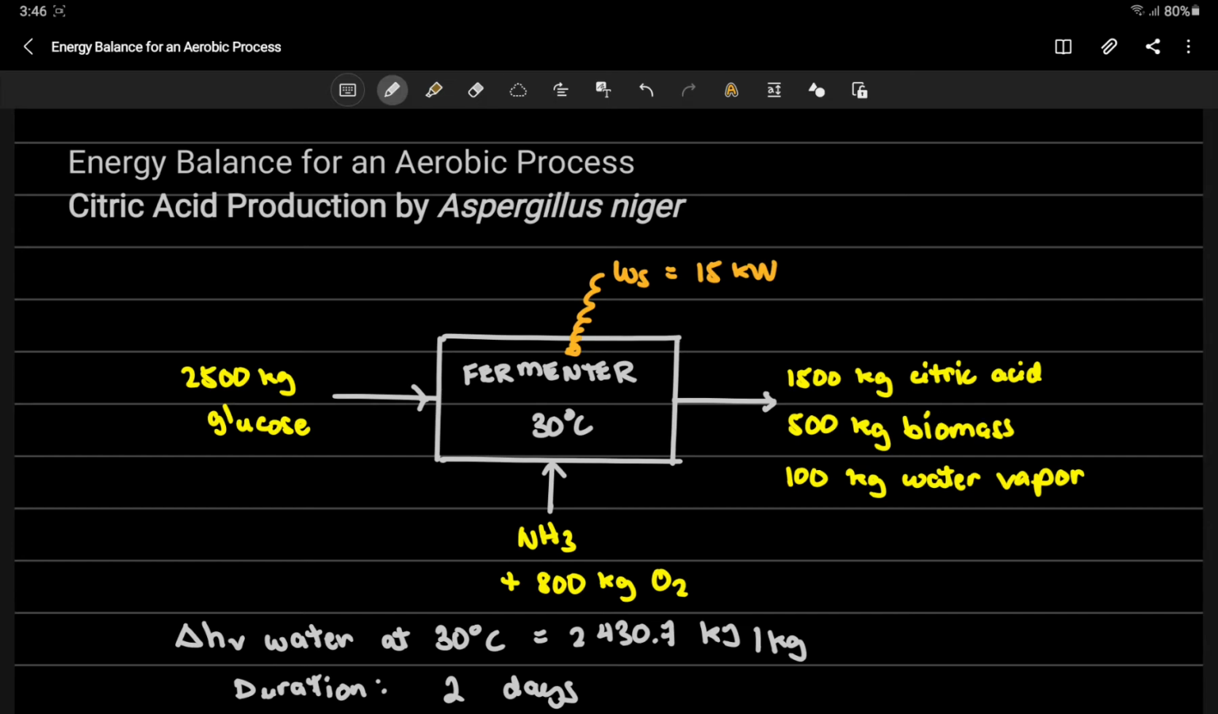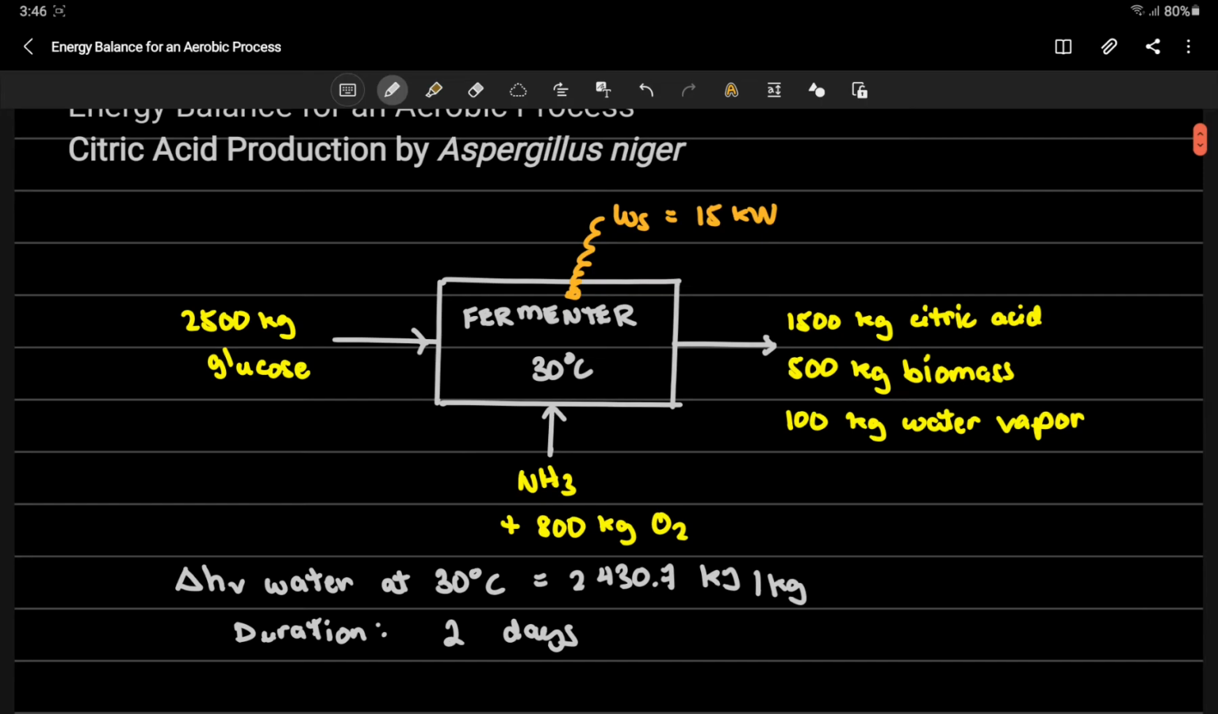And this example that we have here is citric acid production by Aspergillus niger. So we have the fermenter and it operates at 30 degrees Celsius. Now in a period of 2 days, okay, nakapag-produce yung fermenter natin ng 1.5 kg of citric acid and kasama na dyan yung 500 kg of biomass and 100 kg of water vapor. Okay? Gaano kadami yung oxygen na nilagay? 800 kg siya. At meron pa siyang kasamang ammonia, being the nitrogen source.